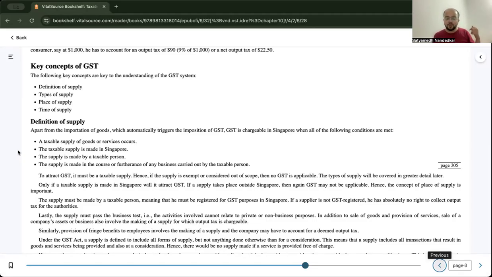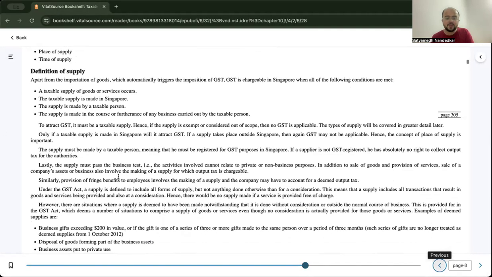Okay, now it has to be a taxable supply by a taxable person in Singapore of taxable goods and services. Now the supply must pass the business test. That is, it has to be in the course of furtherance of a business. It cannot be for non-business purposes, or it cannot be for private use.